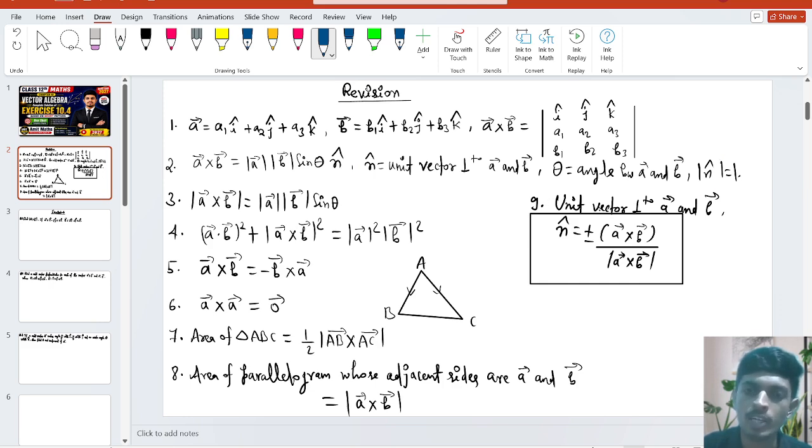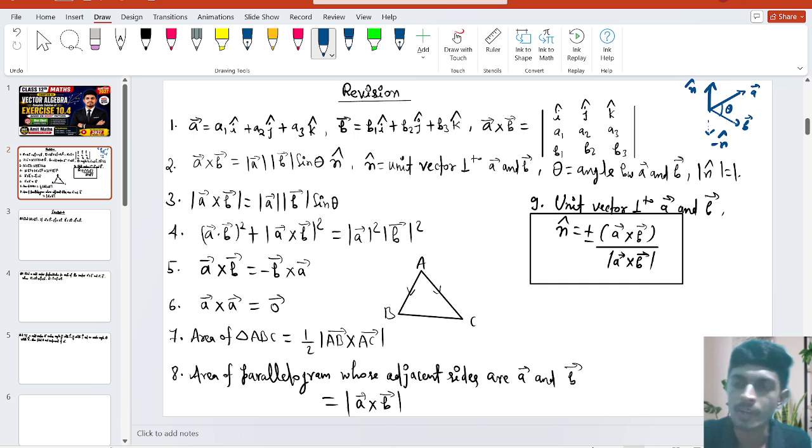And if we need to find a unit vector perpendicular to vector A and B, we need to find n cap equal to plus minus vector A cross B upon modulus of vector A cross B. Here plus and minus indicate the two directions. Okay, this is vector A and this is vector B, and the angle between them is theta. This is n cap here, and the negative direction is here, this is minus n cap. Both are perpendicular to vector A and B, so we take plus minus here. I hope it is clear to you.